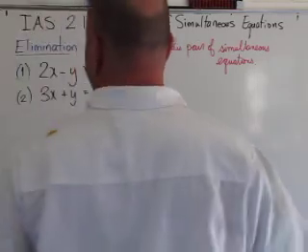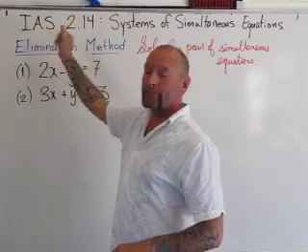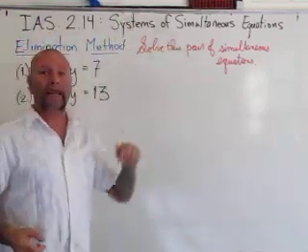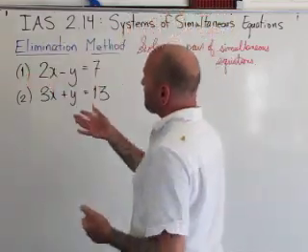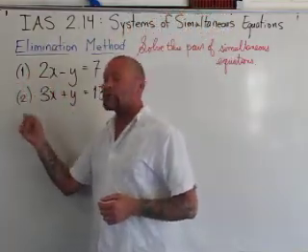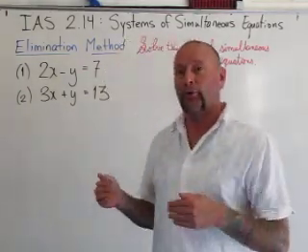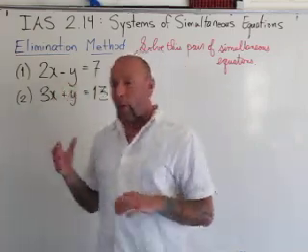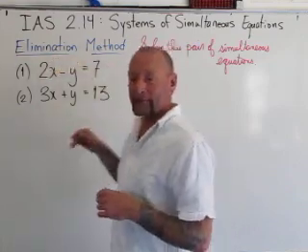Good afternoon, everybody. In this lesson, we are going to open up talking about our Internal Achievement Standard 2.14, which are systems of simultaneous equations. What we're going to be doing here is taking two equations, equation 1 and equation 2, and those two equations have two variables, or two unknowns. Those unknowns are x and y. And what we'd like to do today is discuss what's known as the elimination method.